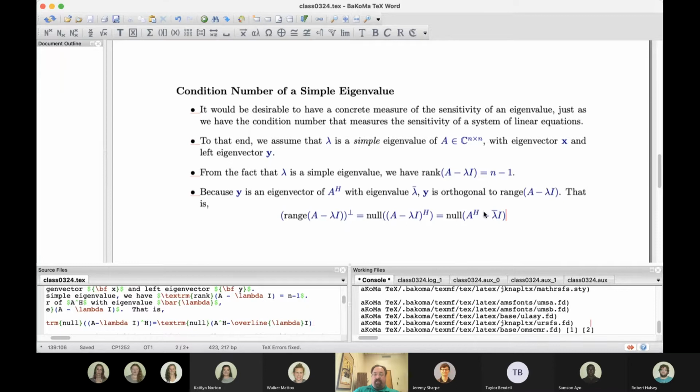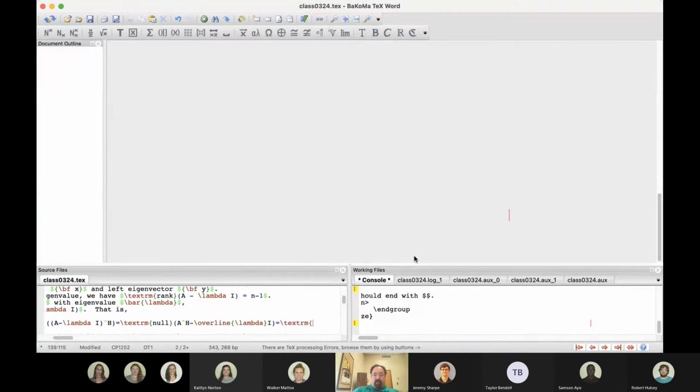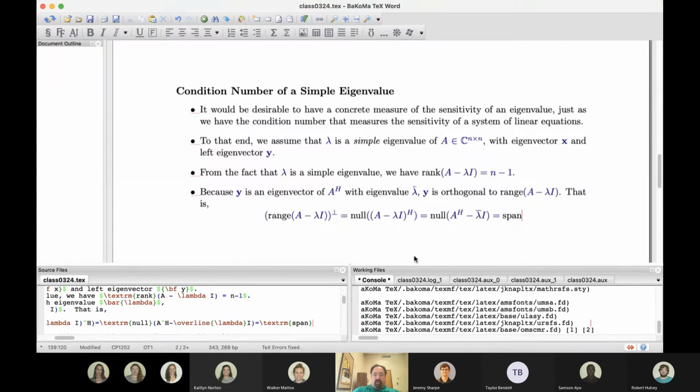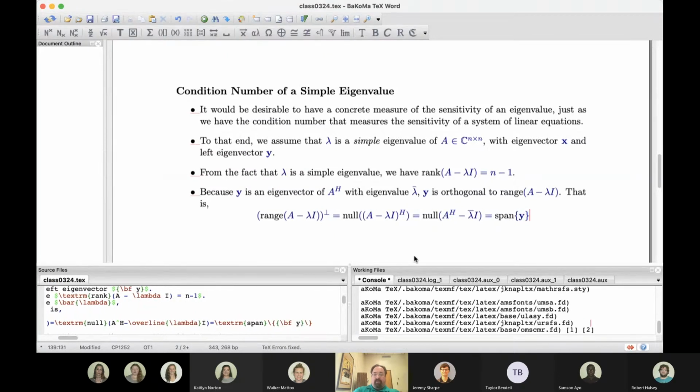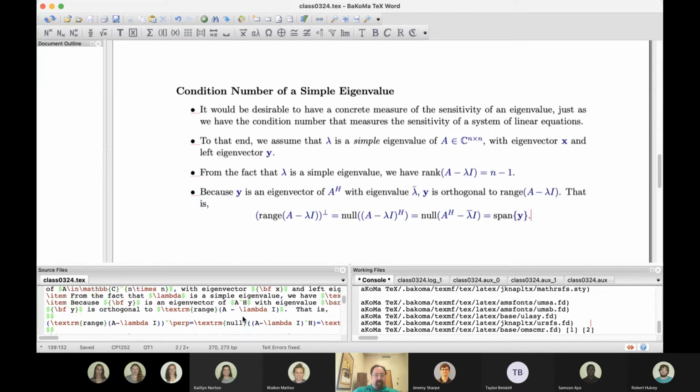but y is in this null space. So in this example, that's the span of y. So y being an eigenvector of this matrix with this eigenvalue is in a null space of this matrix. Therefore, it is orthogonal to the range of A minus lambda identity.